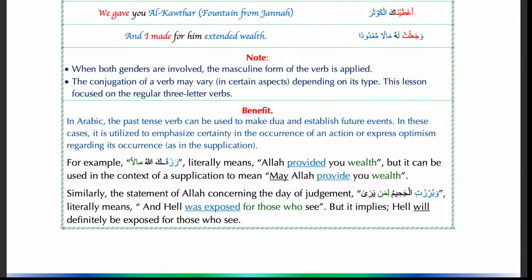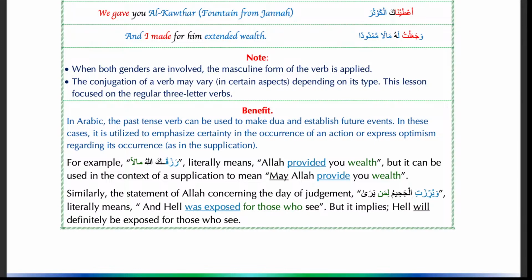Haram, yeah. One of the meanings is sacred, another meaning is prohibited. The context. Like if you say maluhu haram, his wealth is sacred, and it can mean it's prohibited, meaning for you to take. Yeah.